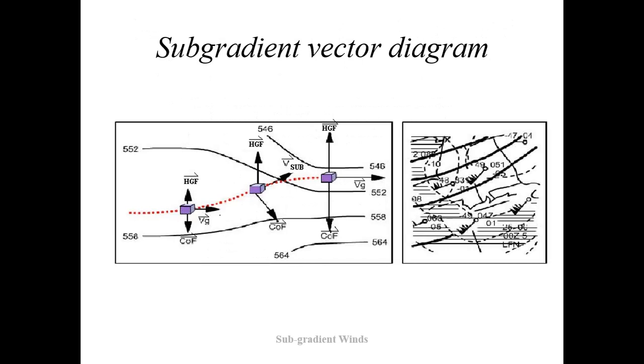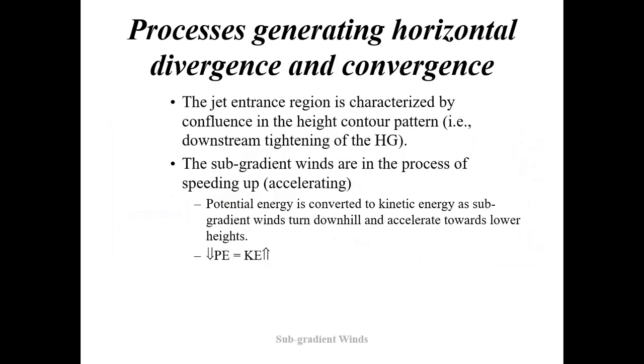You see how these solid black lines are getting closer together. So that represents confluence, or the coming together of the height contours, which results in additional mass in the upper levels of the atmosphere. The subgradient winds are in the process of speeding up or accelerating in this case. And whenever that happens, the potential energy of stored position is converted to kinetic energy, the energy of motion, as subgradient winds turn downhill and accelerate towards lower heights. So in this case, the potential energy is decreasing. That kinetic energy, or energy of motion in the form of wind speed, is increasing.